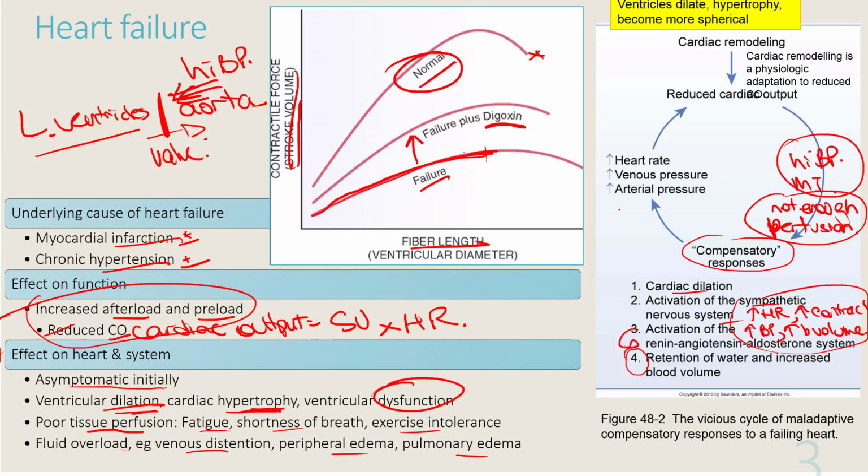And through these compensatory responses, you have an increase in venous pressure, an increase in arterial pressure, and an increase in heart rate to try to increase cardiac output, right? But one of the underlying problems is that the heart really doesn't want to work, and so you have a reduced cardiac output, and that leads to cardiac remodeling. And the cardiac remodeling is the dilation of the ventricles and the heart muscles becoming stronger and thicker.